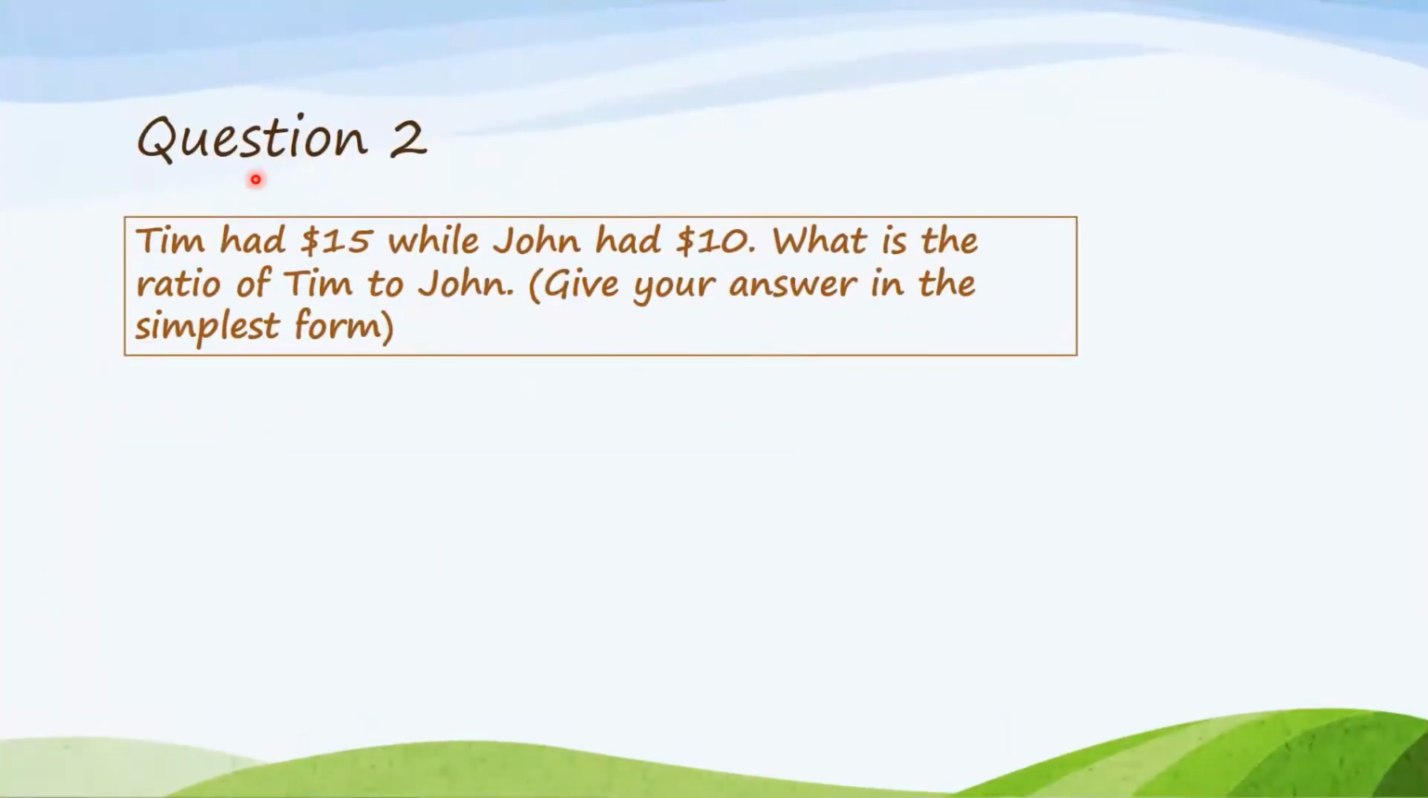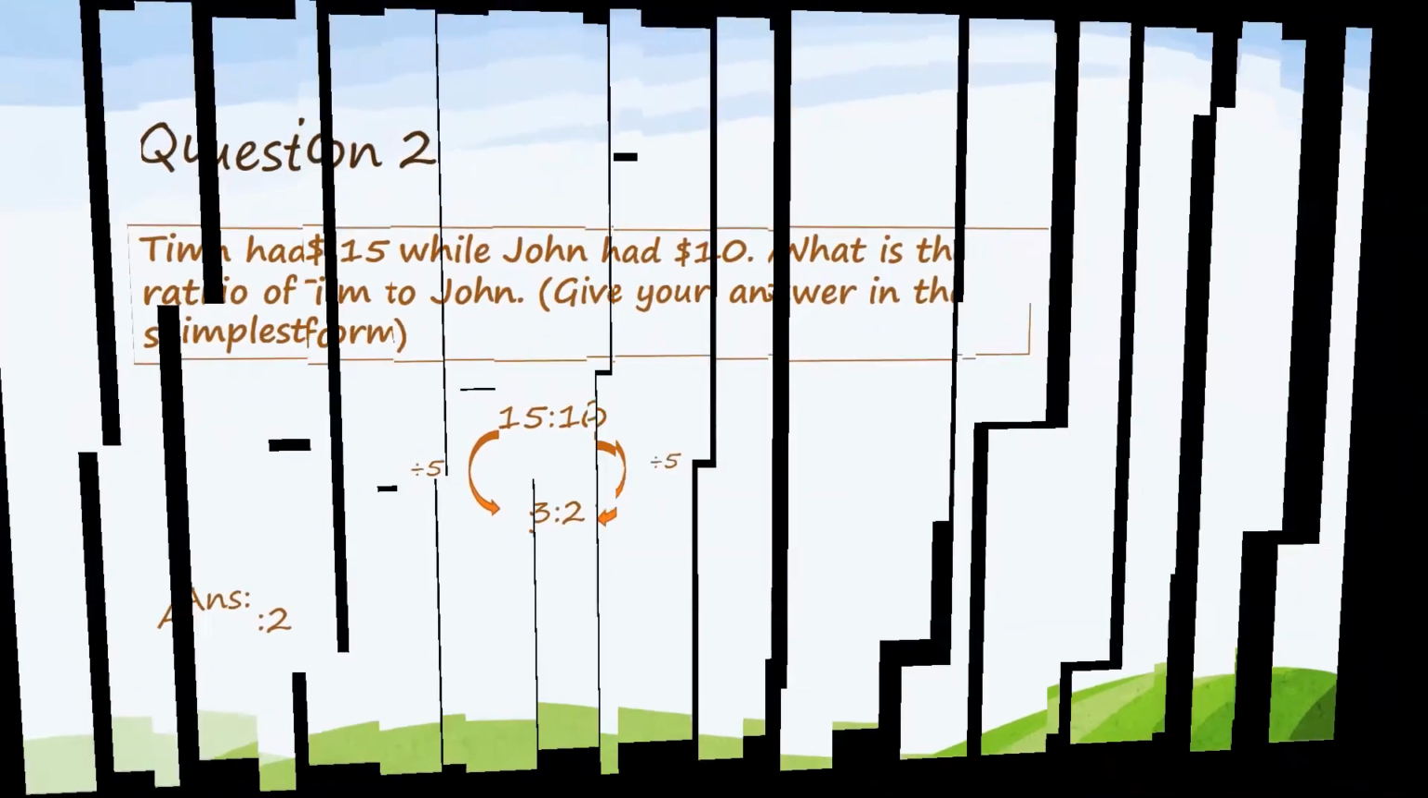Let me ask you question 2. Tim had $15 while John had $10. What is the ratio of Tim is to John? Tim is to John is 15:10. That's the original ratio. But if I need to simplify it to the max, I divide it by 5. They both have a common factor of 5. So divide both sides by 5. 3:2. There's your answer. 3:2.